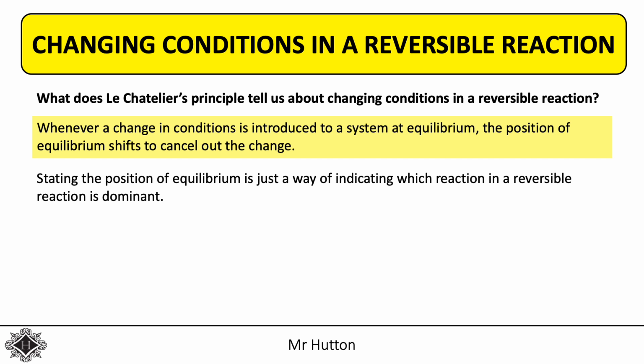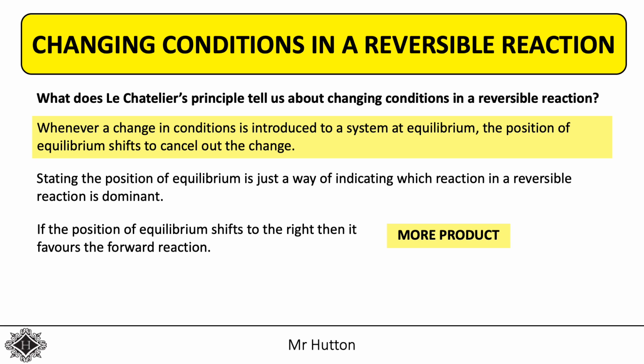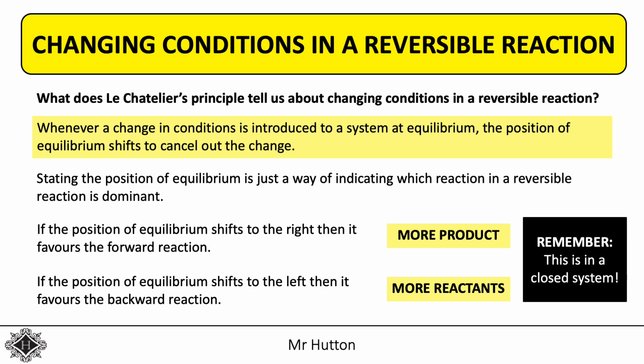So we'll run through examples. We've done this before, but we'll go over it again as it's useful. If we say the position of equilibrium shifts to the right, then that means it favours the forward reaction, the one going to the right, and therefore we get more product. If we say the position of equilibrium shifts to the left, then that means it favours the backwards reaction, the one going to the left, and we get more reactants.